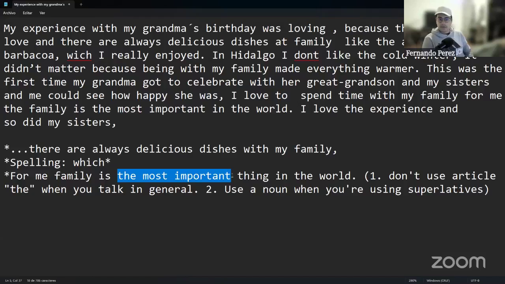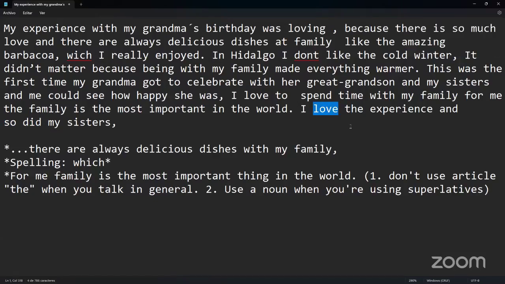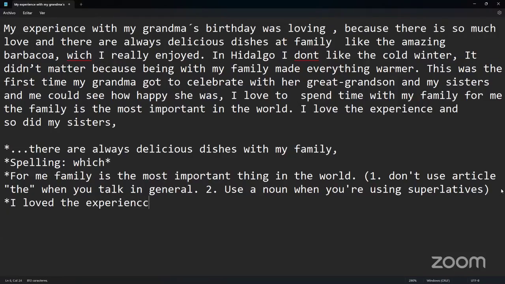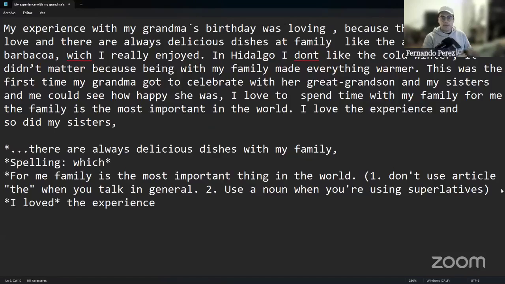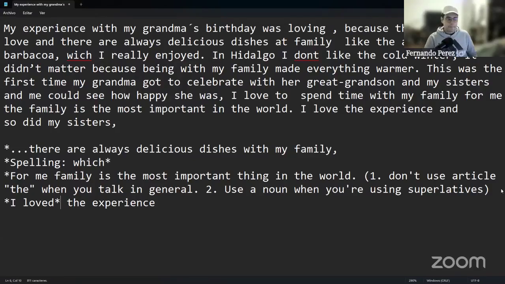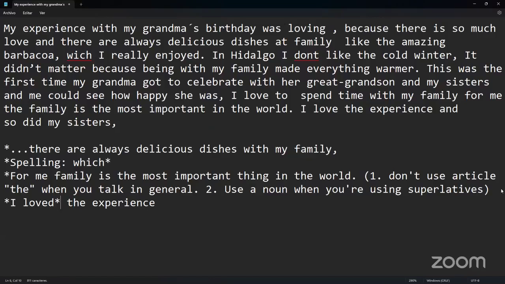Sisters and me could see how happy she was. I love to spend time with my family. For me, I love the experience, and so did my sisters. You are very good on the so did, you detected the time, but you forgot to take the time on love. Oh, yes. I loved. It's not possible to say I love in present, because you don't have grandma's birthdays every day. You love to be with them, but you're talking about your grandma's birthday.